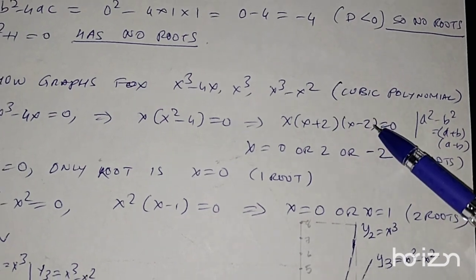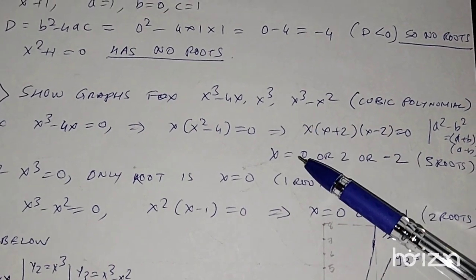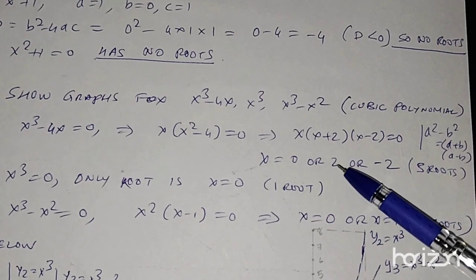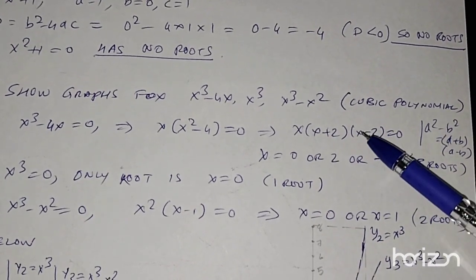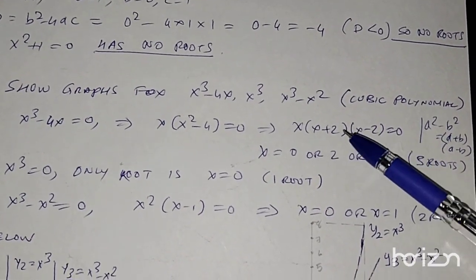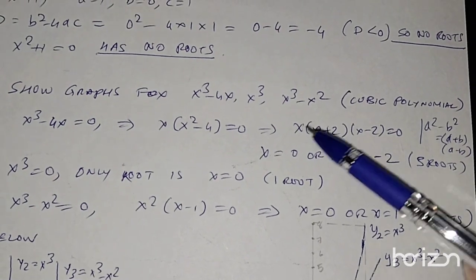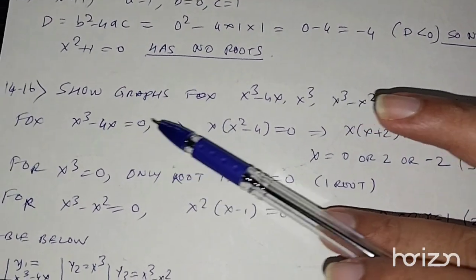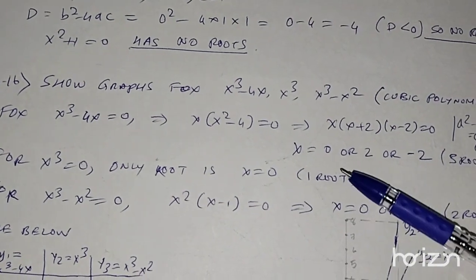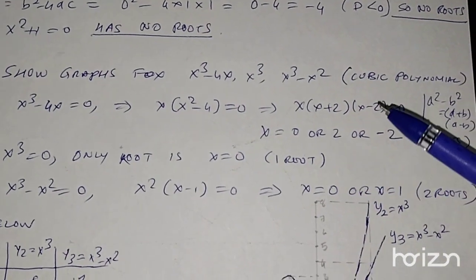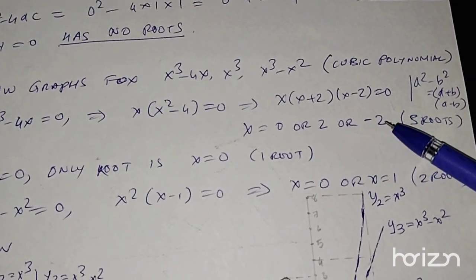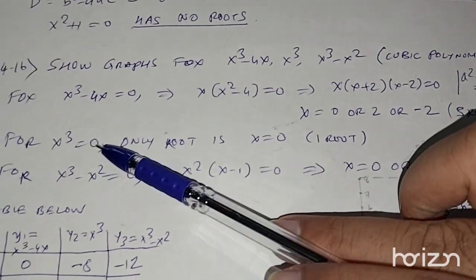So to solve this equation, either x can be 0, then the left hand side will become 0, or x can be plus 2, at which point this term will become 0, so LHS will become 0, or x can be minus 2 also. So this equation x cube minus 4x is equal to 0 has three roots. One at x is equal to 0, one at x is equal to 2 and another at x is equal to minus 2.